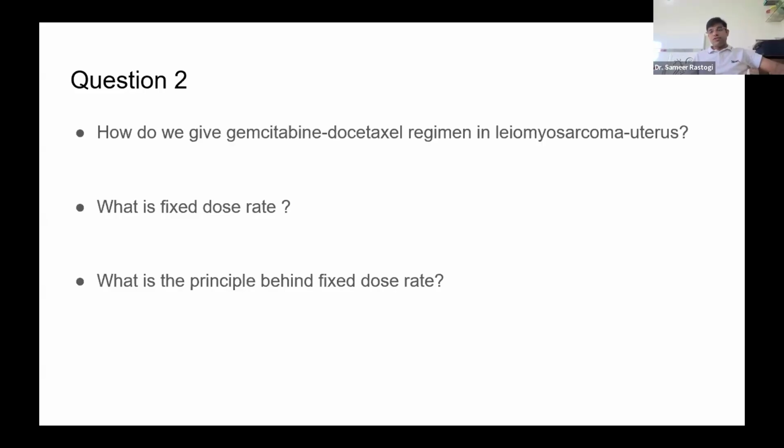Though in pancreatic cancer, it was tried. In phase 2 trial, it succeeded. In phase 3 trial, it failed. But in sarcomas, there is no comparison with normal 30-minute gemcitabine. It is given as 10 mg per meter square per minute. So usually gemcitabine, unlike other diseases, in sarcoma is given over 90 minutes. Am I clear?